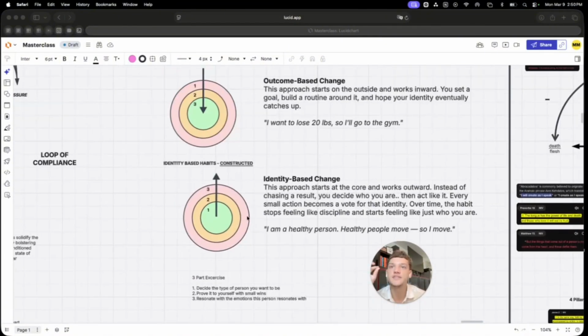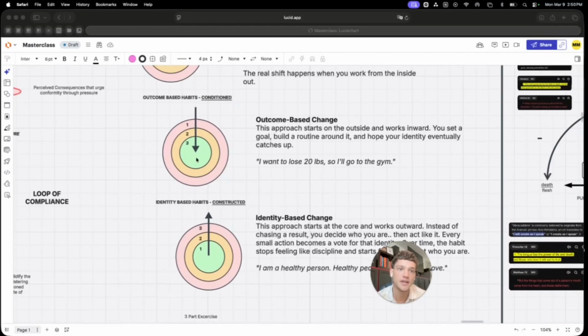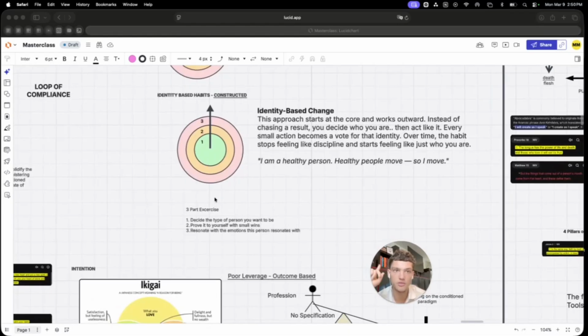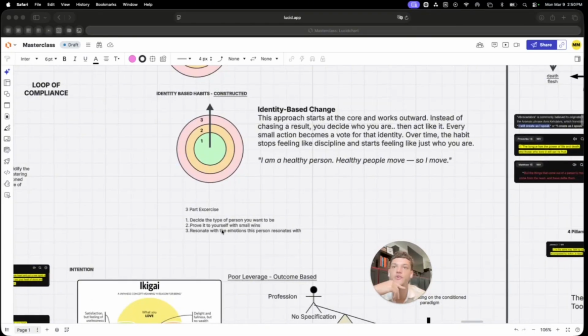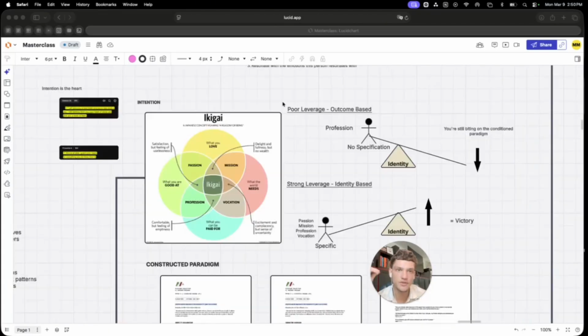So the difference is that you've already changed who you are in your mind, so the action becomes natural. Here, the action is not natural, because you're fighting an uphill battle rather than allowing things to flow from the inside out. You understand? So, a three-part exercise. You can pause the video here if you need to. Number one, decide the type of person that you want to be. Two, prove it to yourself with small wins every single day. And three, resonate with the emotions that this person resonates with. Very simple.